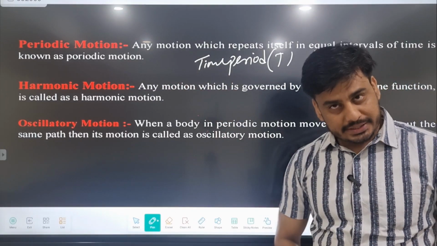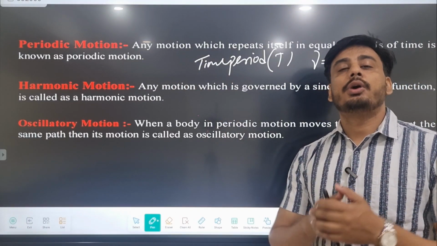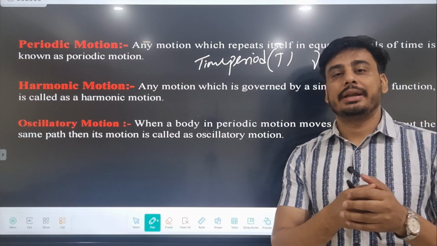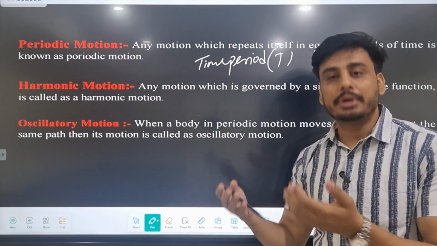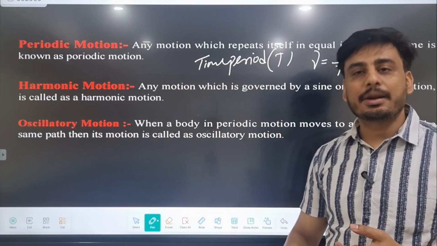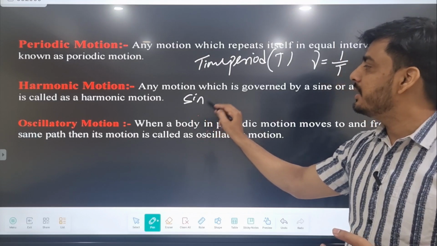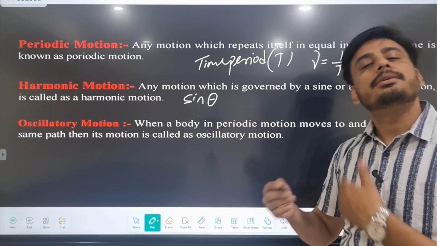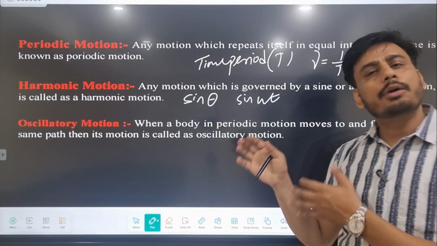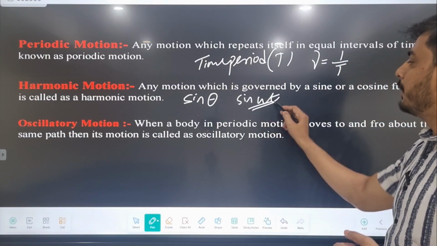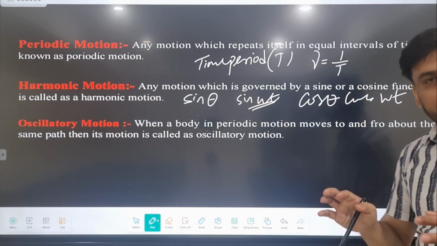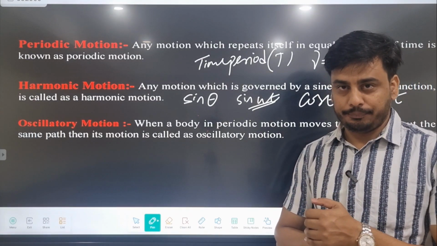Then another type of motion is harmonic motion. Harmonic means if we can express any motion in terms of sine or cosine trigonometric functions, like sine theta, cos theta, then that is said to be harmonic motion. Instead of theta, you can also write omega t. Angular frequency or angular velocity, you must remember, omega t. Similarly, if we represent it as cos theta or cos omega t, that is said to be harmonic motion.